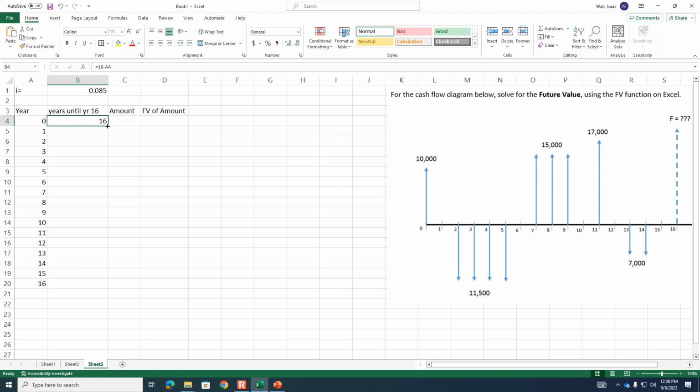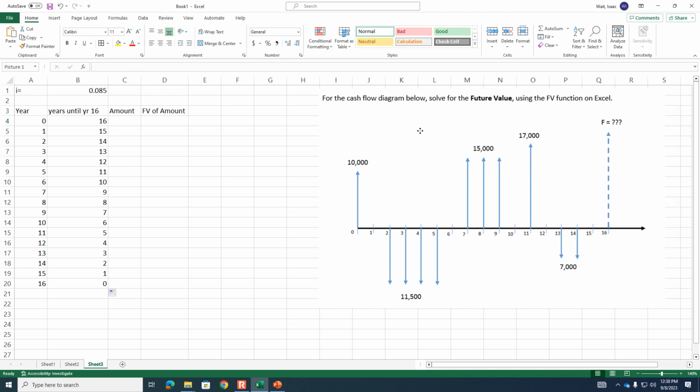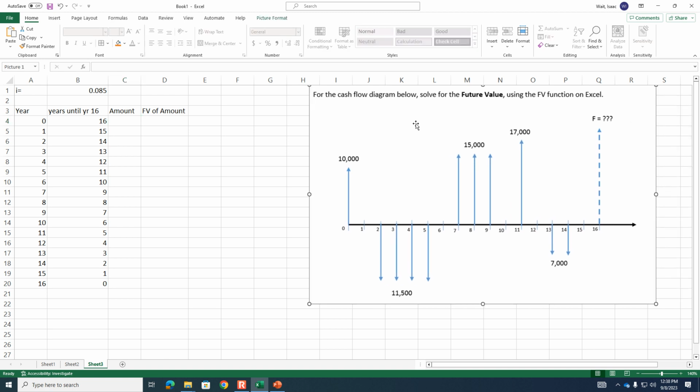Now, rather than dragging, see, you could drag it. You could also double click, and it'll just take it to the end of the row that's adjacent to the left of it. See that green box at the lower right? Instead of clicking and dragging on it, I'll just double click, and it fills the formula down through the rest of the rows. All right, so now we have to translate the cash flow diagram into a cash flow table.